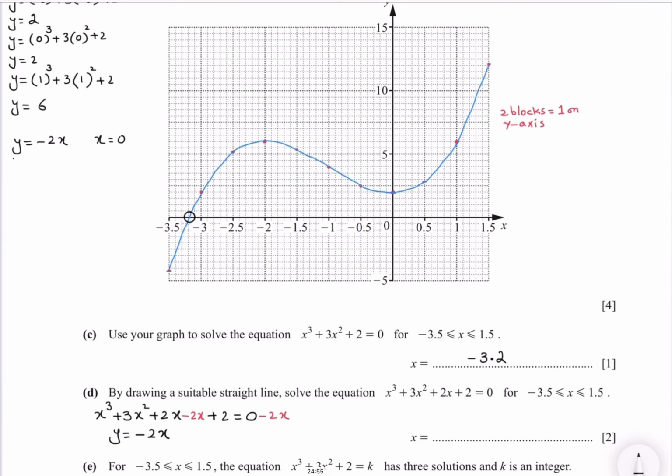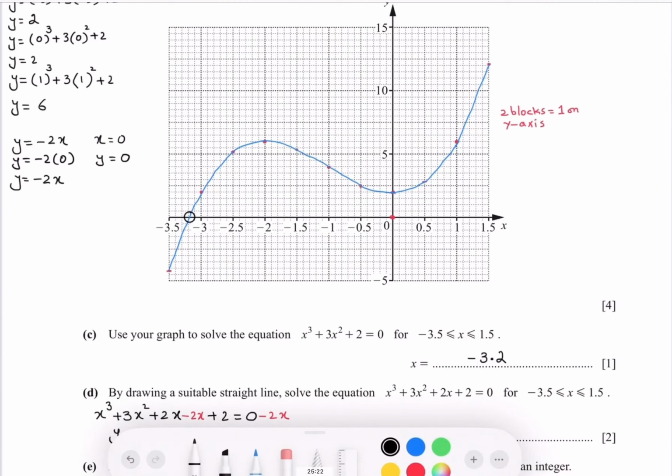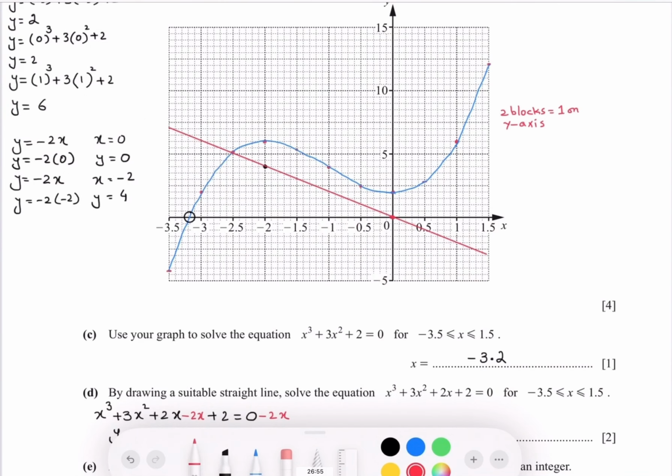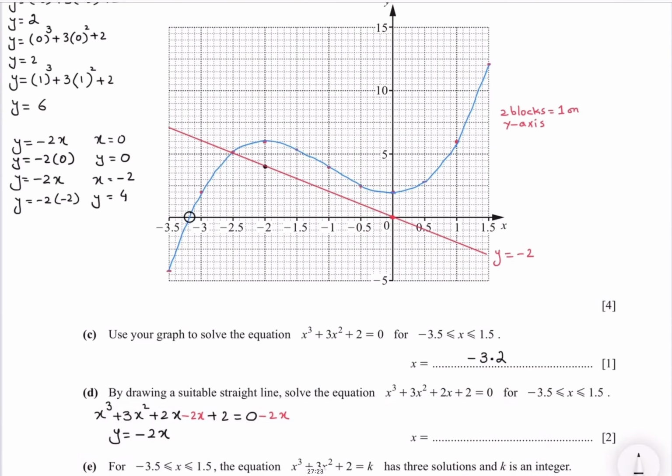So take x is equal to 0, so your y is 0. So the first point is your center. Take x is equal to minus 2, so your y is 4. So x is minus 2 and y is positive 4. So here is your point. So join these 2 points and draw a straight line. This is your y is equal to minus 2x. So this line, when it cuts the graph, read its x coordinate, which is negative 2.5.